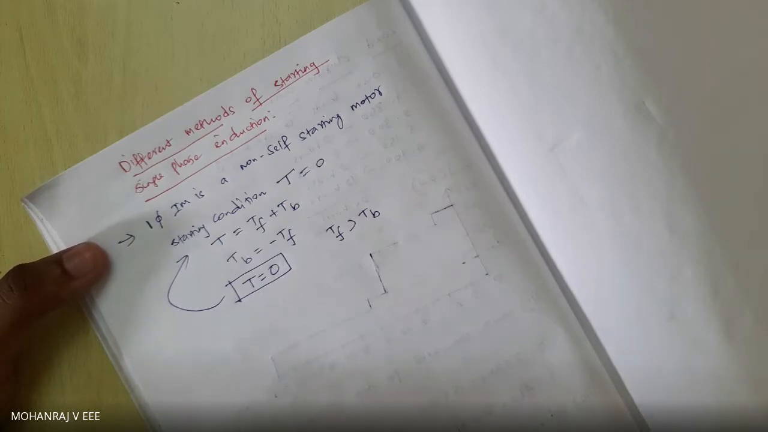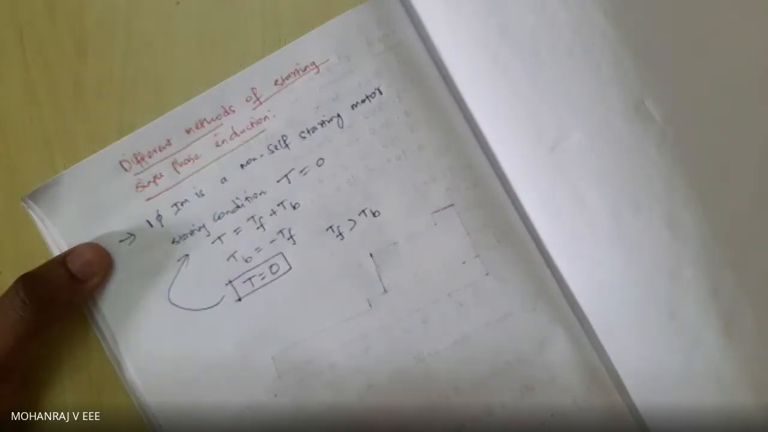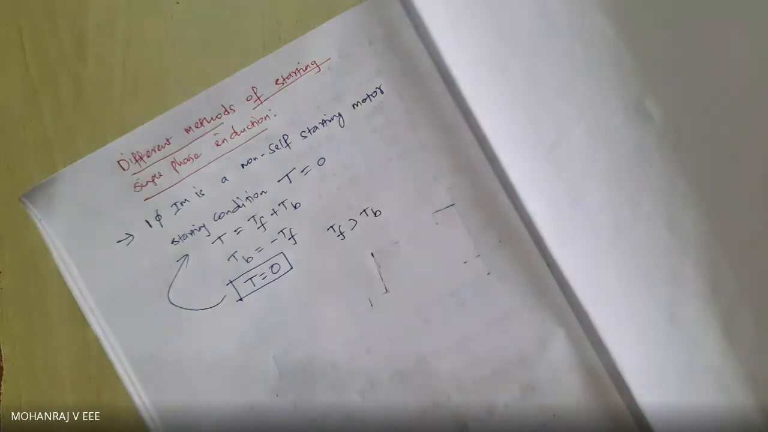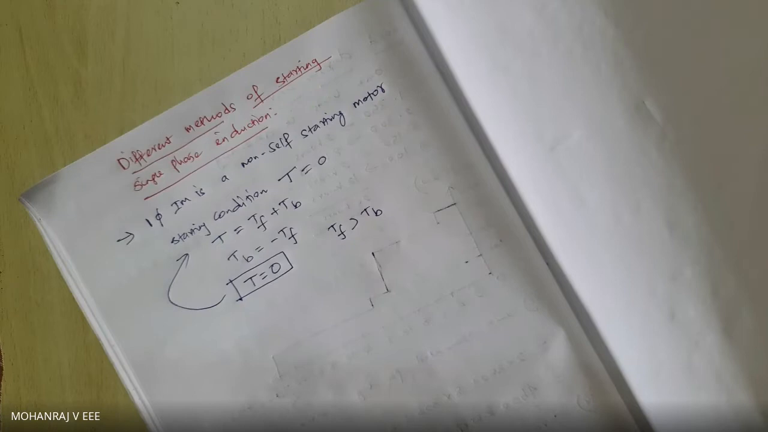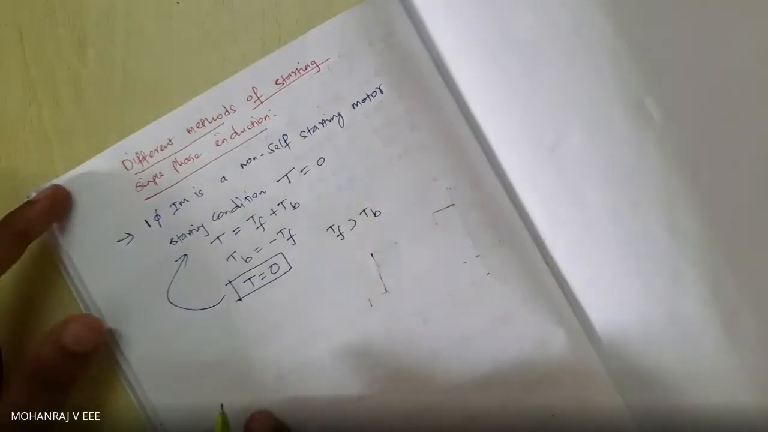So the example we just discussed is the ceiling fan. We are giving an external mechanical torque to our ceiling fan, so it will rotate. Starting torque is equal to 0, so to make sure TF is greater than TB, we are making use of a stick in a ceiling fan. That is fine, but that method is not actually encouraged. Now, what can we do so that our single phase induction motor becomes self-starting?